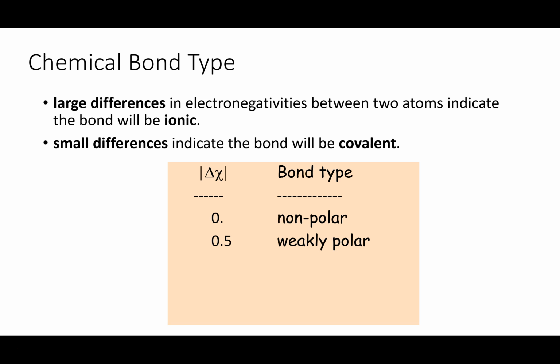Now, if you connect a couple of atoms and do this little subtraction and come up with an electronegativity difference, a delta chi, of 0.5, then it's weakly polar. And it goes up from there. 1.0 is polar, 1.2 is strongly polar. For this water molecule, we were 1.4. We were even greater than 1.2, strongly polar.